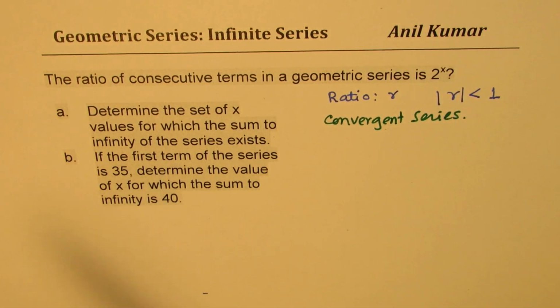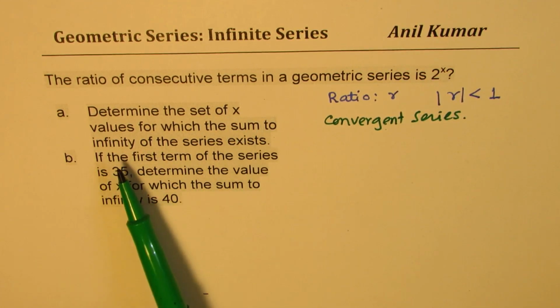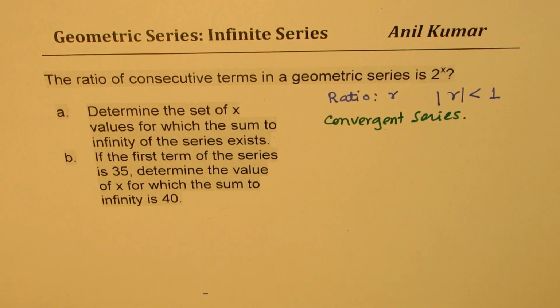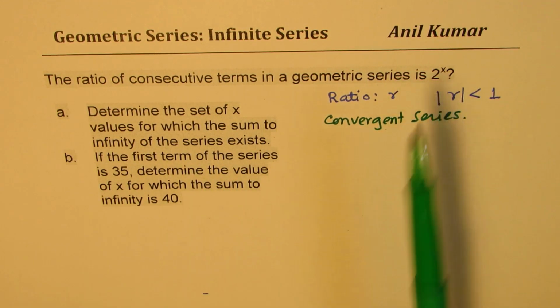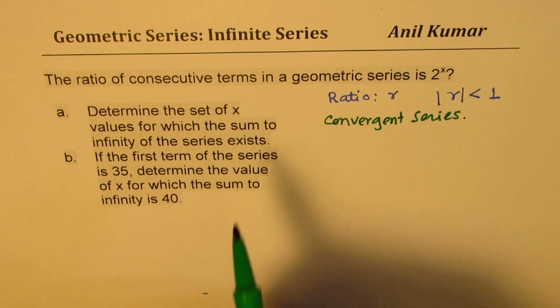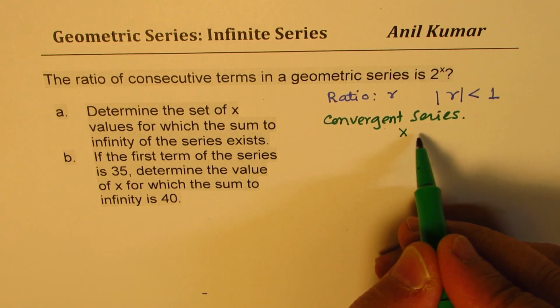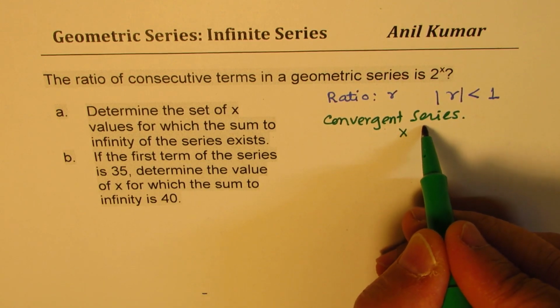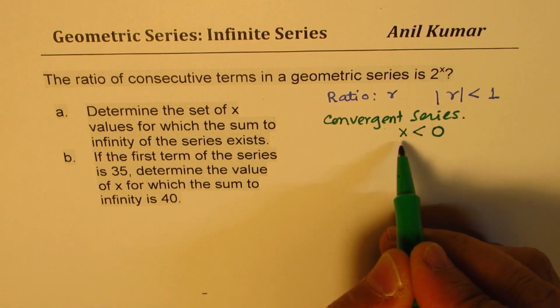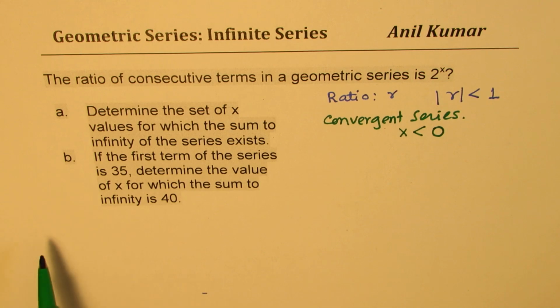Now let's look into the parts in more detail. First is, determine the set of x values for which the sum to infinity of the series exists. Now as far as the x value is concerned, we are looking for 2 to the power of x. So to make it a convergent series, x value should be less than 0, right? So it should be negative. So that is what it should be. And let's try to figure this out from part B.